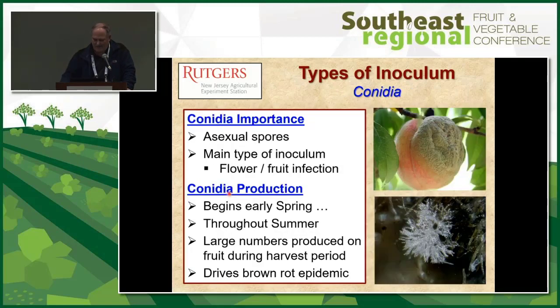The second is the conidia, which are the asexual spores. This is the main type of inoculum for infecting the flowers as well as the fruit. Conidia production begins early in the spring and goes throughout summer, although if it gets dry and hot for any length of time, that could really cut down on conidia production. Large numbers are produced on the fruit during the harvest period because you have all these ripe fruit, which are highly susceptible and available for infection. That continues through the harvest period, and that's what drives the epidemic, basically.